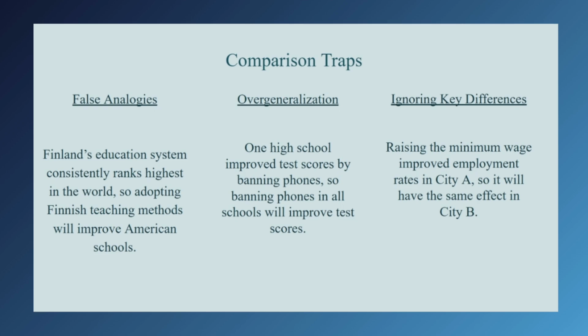And ignoring key differences: overlooking unique factors between compared entities. For instance, raising the minimum wage improved employment rates in City A, so it will have the same effect in City B. These cities could have different economies, industries, and job markets that could lead to different outcomes. It could even be that City A raised its minimum wage to match that of City B, so City B has already seen the benefits that City A experienced and might not see them at the same rate with another increase. There are too many factors at play, so this is potentially a weak comparison.